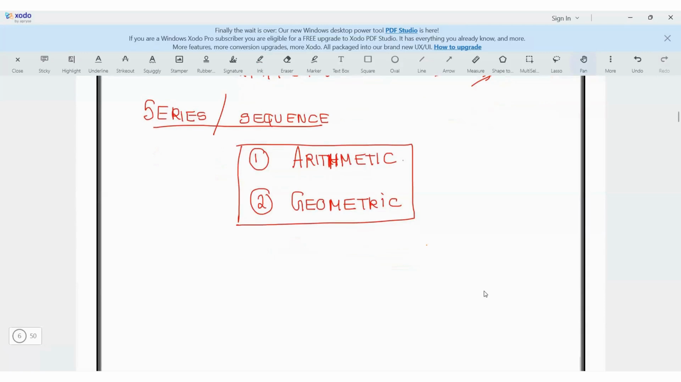So these are the two main sequences and series we have to study in our syllabus. Both of them are important, and we have a few formulae to study. But as I said, a formula booklet will be provided in your examination, so you can always refer to the formula booklet.